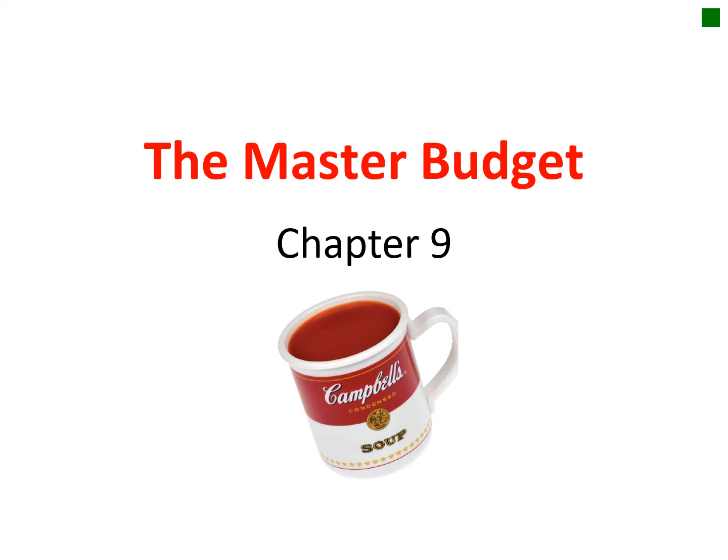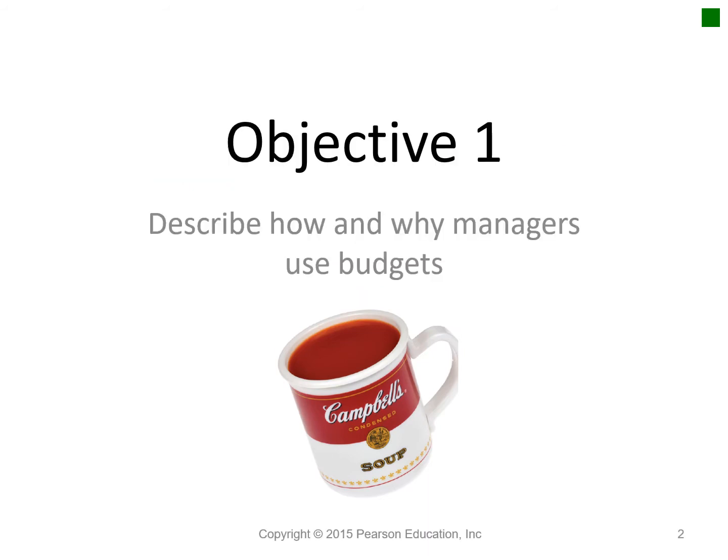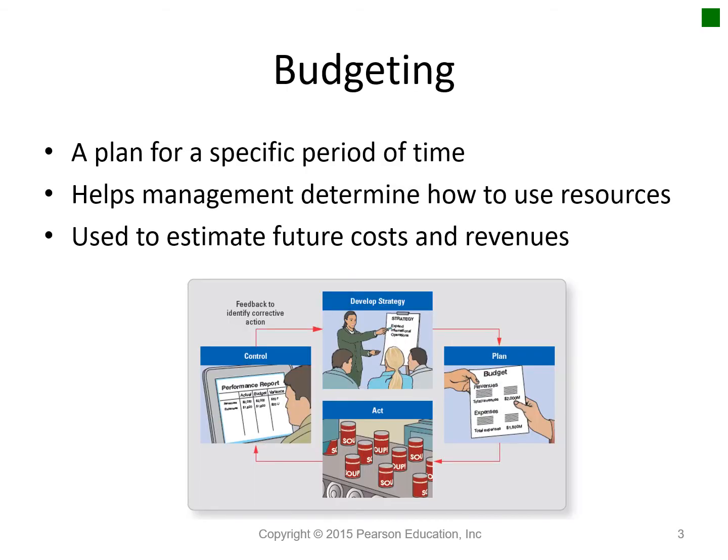Okay, so for chapter 9, we're going to talk about the concept of budgeting, and so we're going to begin with the master budget. Okay, so for the first objective, number 1, we're going to talk about describing how and why managers use budgets. First of all, the concept of a budget is really a plan, and think of a financial plan in terms of what we're going to be doing in chapter 9, and we're going to be looking for a specific period of time.